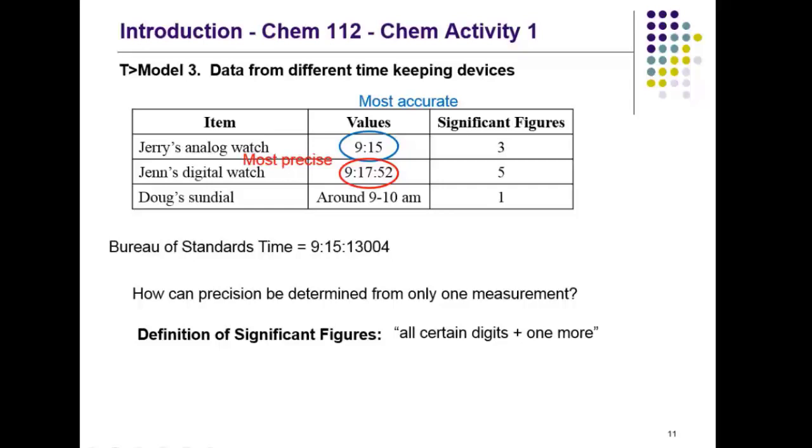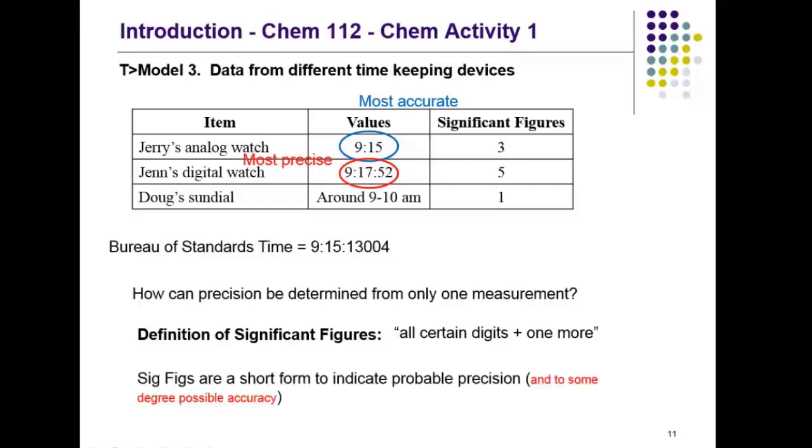We need to clarify a little bit, however, what we mean by certain. In this case, certain does not mean accurate, nor does it mean true. Rather, certain means that if we repeat a measurement, we will arrive at the exact same value again. In terms of Jen's digital watch, and assuming the time has not changed, we are certain that we will measure the 9, the 1, the 7, the 5, and we're guessing at the 2. Whereas with Jerry's analog watch, we are only certain about the 9, the 1, but we're guessing at the 5.